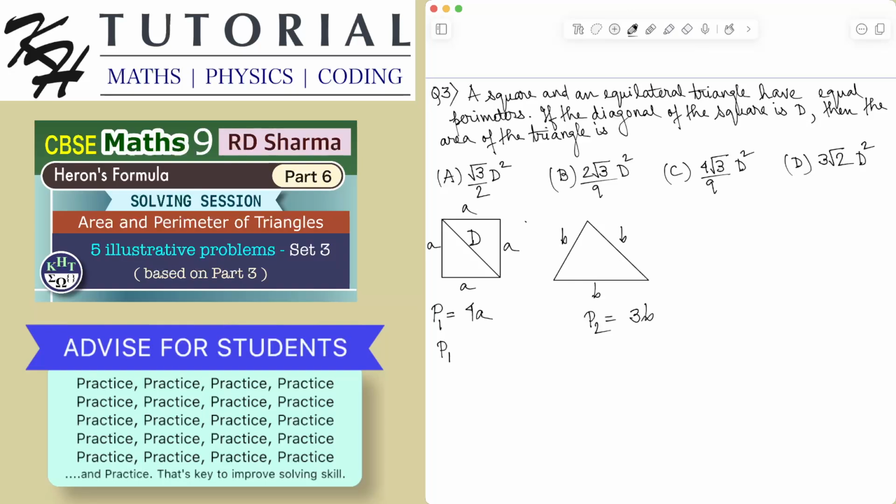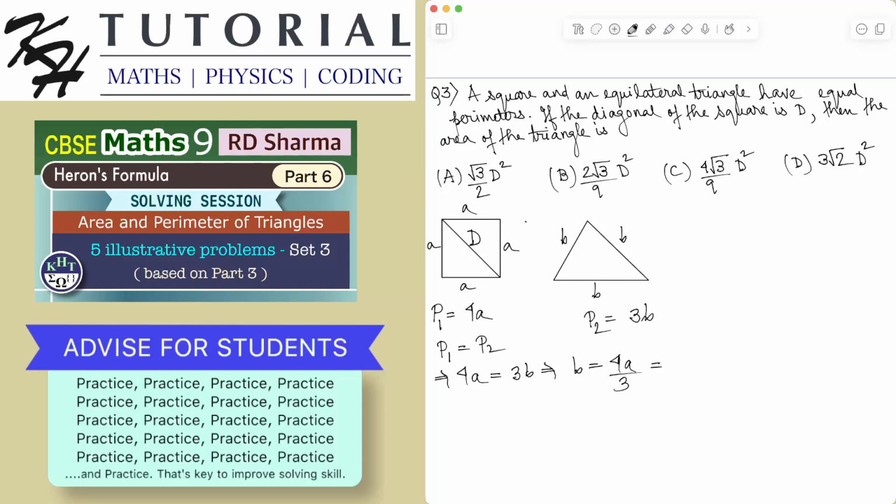So it is given that the perimeter of the square and the perimeter of the equilateral triangle are the same. So P1 should be equal to P2. This implies 4a is equal to 3b. This implies b is equal to 4a by 3. Now what is small a?